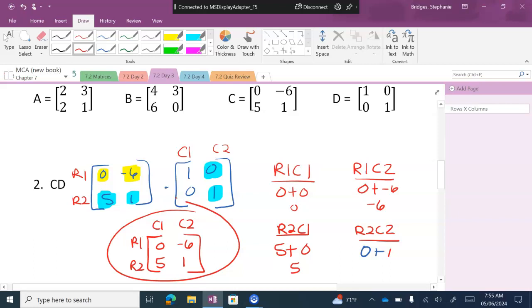Now, do you notice in that one that your answer is the same thing as C? Does everybody notice that? So that D, anytime you have a matrix where you have your main diagonal starting in the upper left corner, going to the bottom right is 1, and everything else is 0, that's what we call an identity matrix. That's like multiplying by 1.